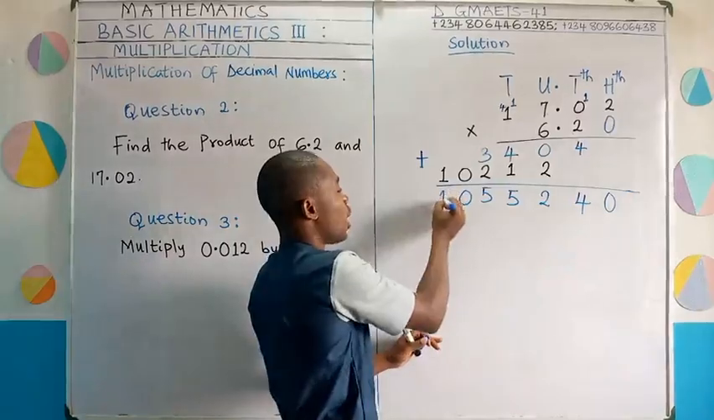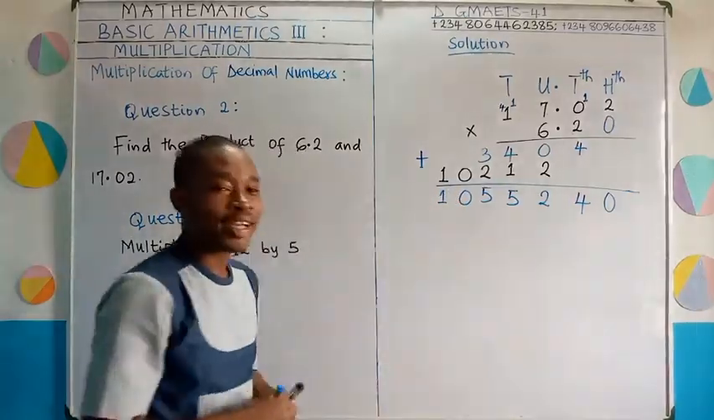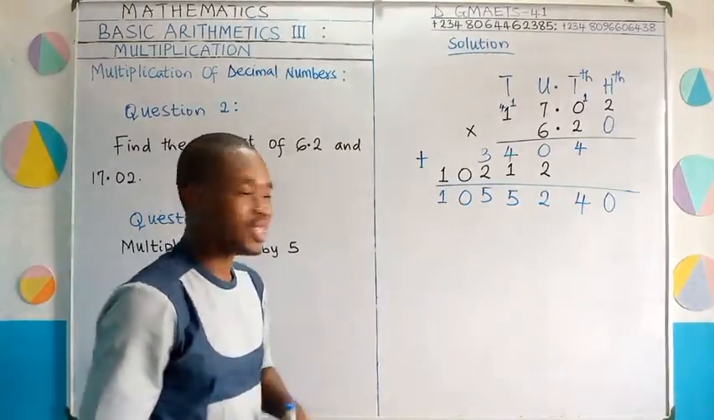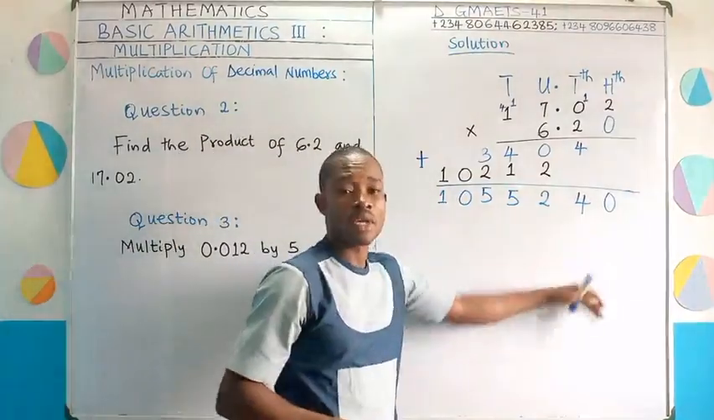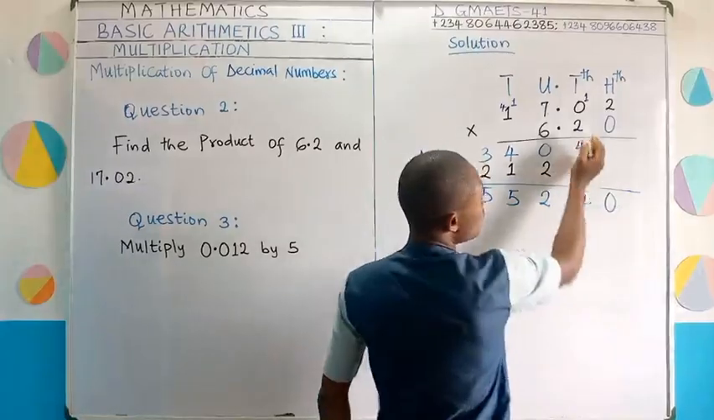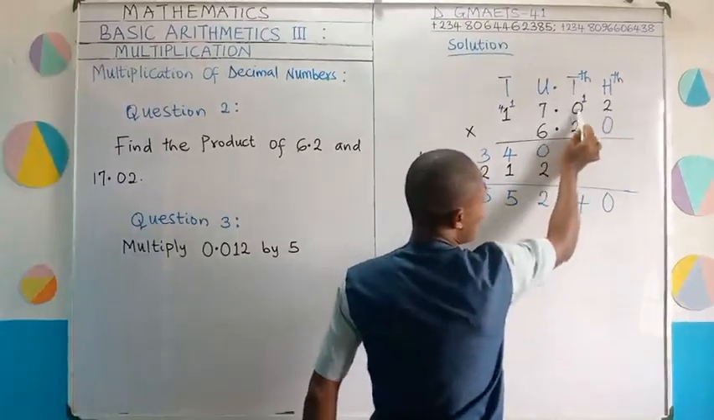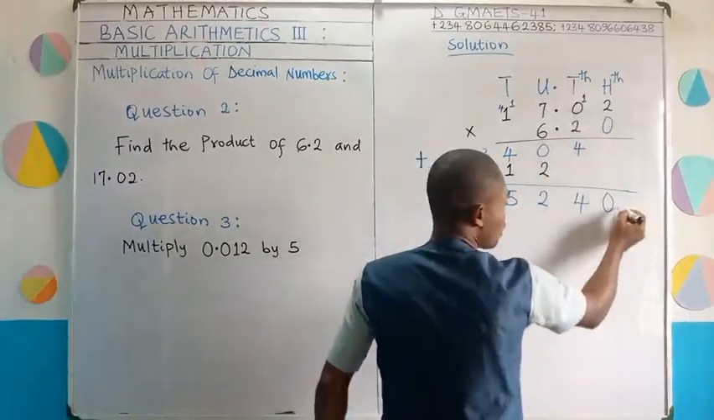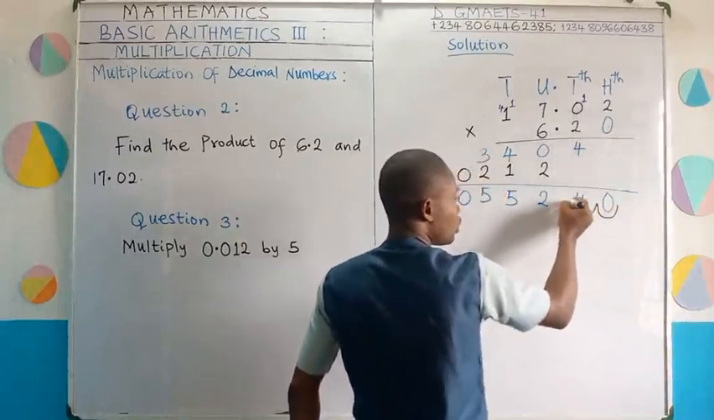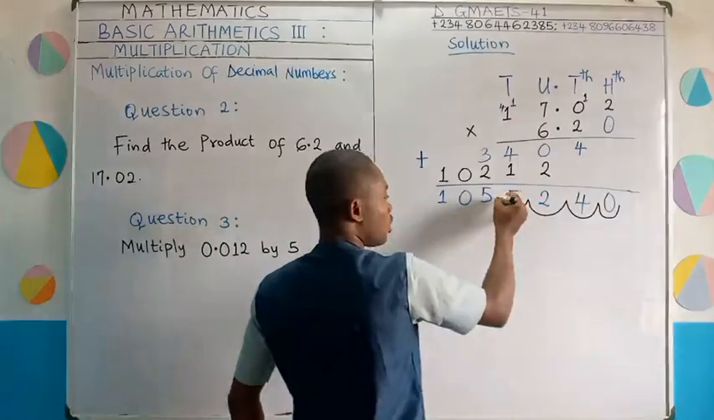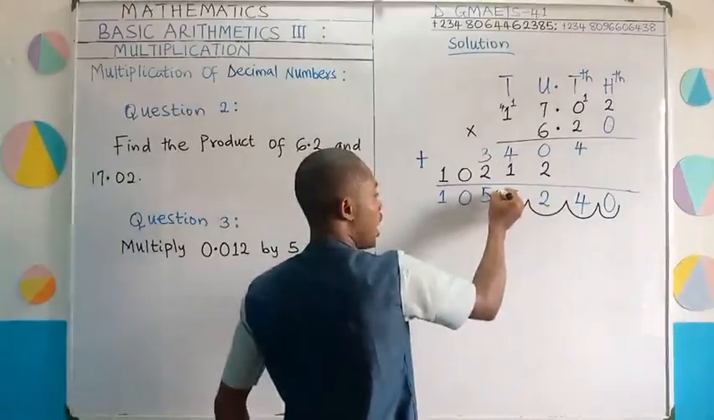Okay, so you bring down your 1. At this point, I can now move my point. How many times should I move my point in my result? I'll move it 4 times from here because we have 4 decimal digits. Look at them: 1, 2, 3, 4. So this is going to go 1, 2, 3, and 4. So this is where the point will appear.